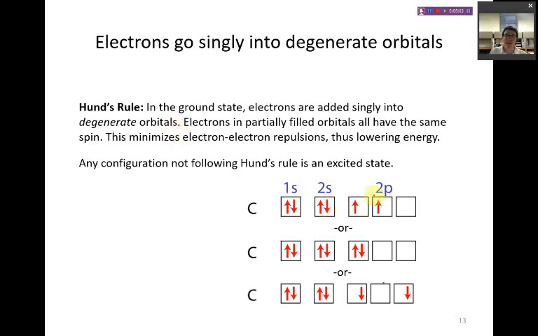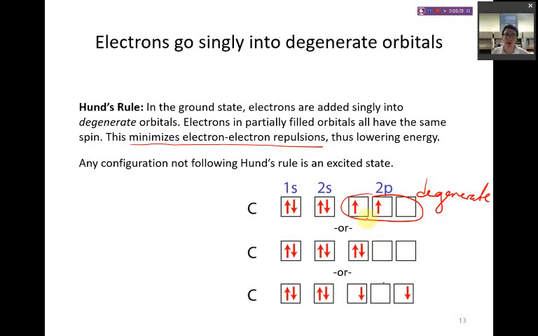Remember that within the 2p subshell, all three orbitals here are degenerate, so it doesn't matter which orbital we put the electron into first. However, Hund's Rule does dictate, in order to minimize the electron-electron repulsions, that we're going to do two things. First, we're going to partially fill the orbitals, and then those electrons must have the same spin.